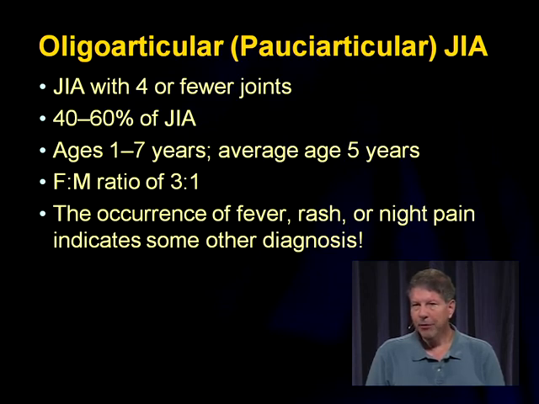So if they gave me a 4 or 5-year-old girl who's got arthritis in 1 or 2 joints, I'm thinking oligoarticular is what they're trying to get me to think. With this one, you have no fever, you have no rash, you have no night pain. If they have any of those 3, then something else is going on. So that's a clue. So if they give you fever or a rash with this, they don't have that with oligoarticular. You need to be thinking about probably systemic or something else.